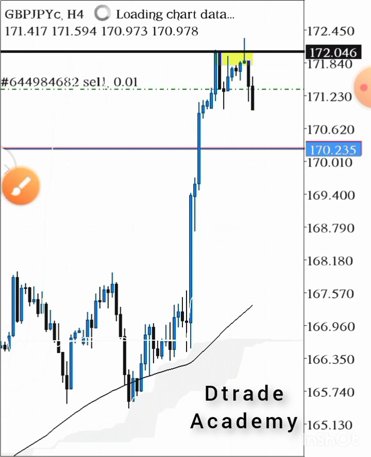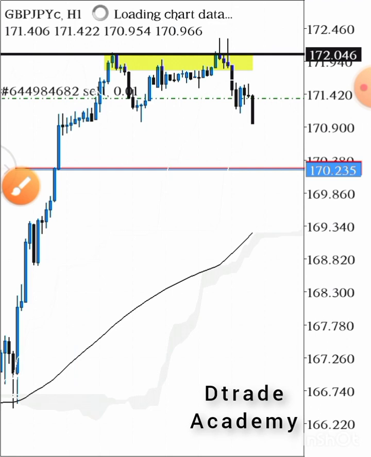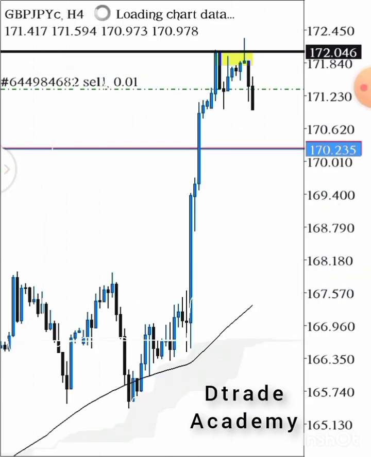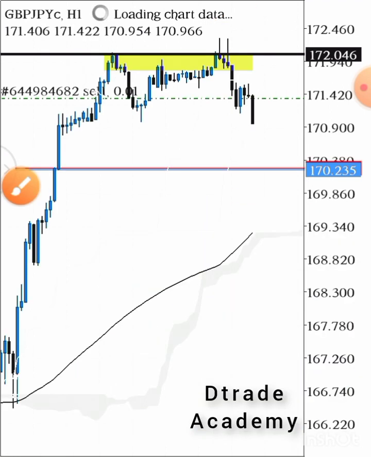So this also gives us another confirmation that we can sell, since we are having 4 hours candle rejection from our previous high. 4 hours candle rejection from this previous high, and 1 hour candle rejection from this high.